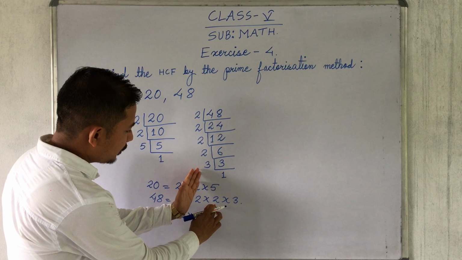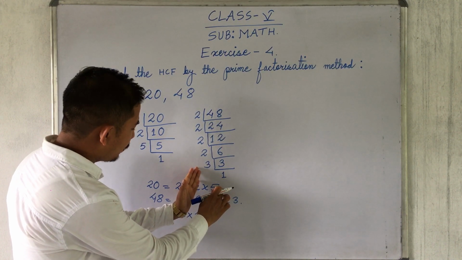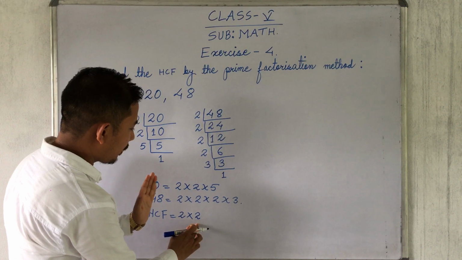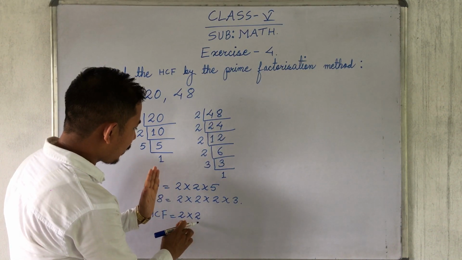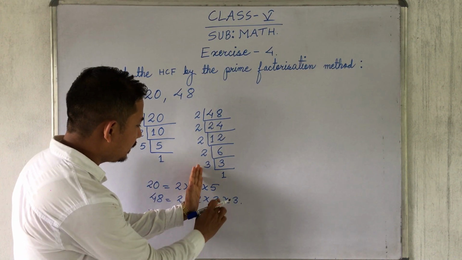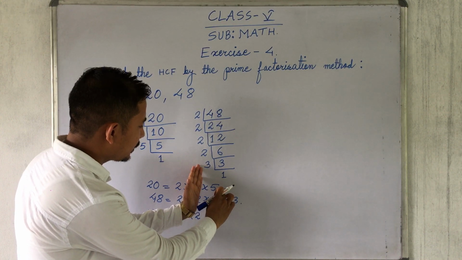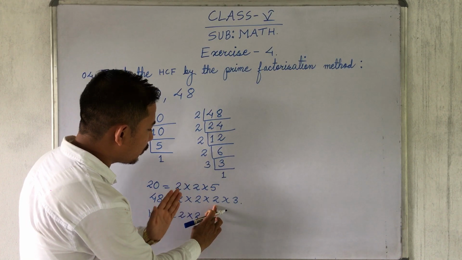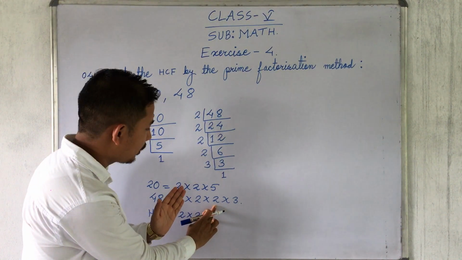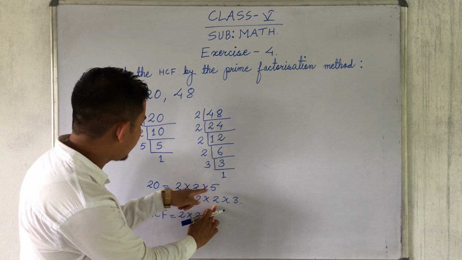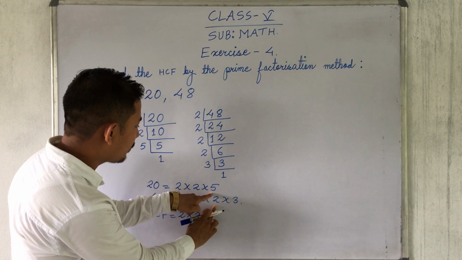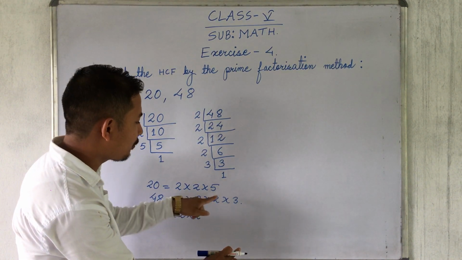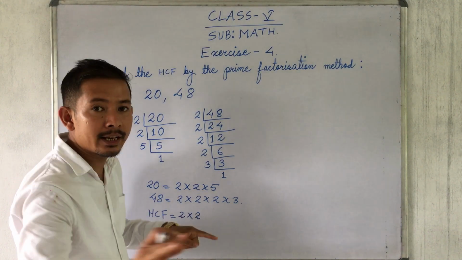Now look at here, if you see this 2, is there any 2 as a factor of 20? This factor we have already taken as a common. Apart from this, if you see here, there is no any 2 as a factor of 20. So therefore this 2 we cannot take as a common. And in the factor of 20 there is 5, but in the factor of 48 there is no any 5. So that's why 5 also we cannot take as a common.